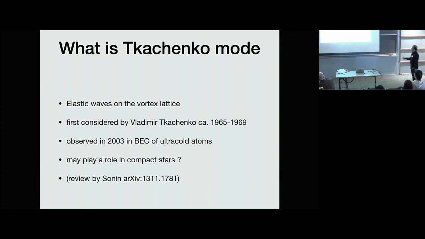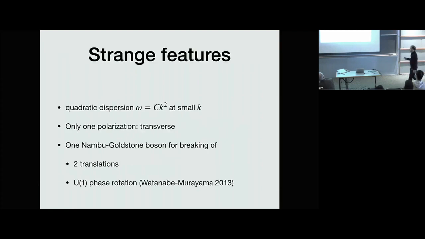So there is a nice review by Sonin that I recommend people look at to see the big picture of where the Tkachenko mode can be observed. The most obvious place where the Tkachenko mode would appear would be in rotating helium-4, but unfortunately it's very difficult to observe the vortices in superfluid helium. Okay, so there are several strange features of the Tkachenko mode that are known.